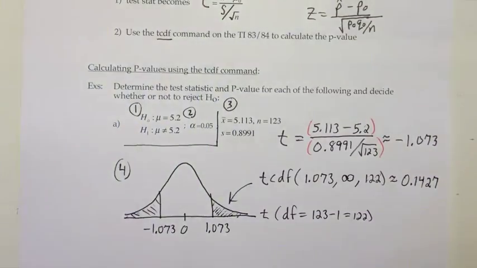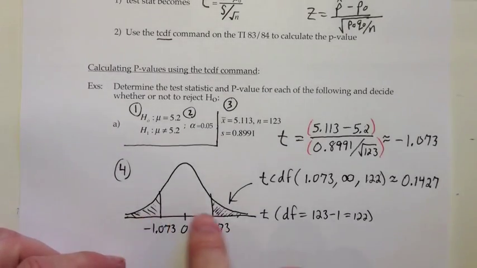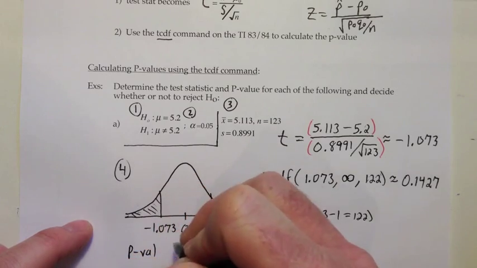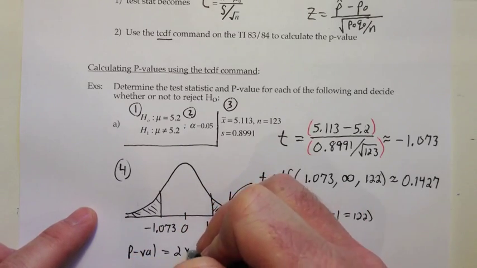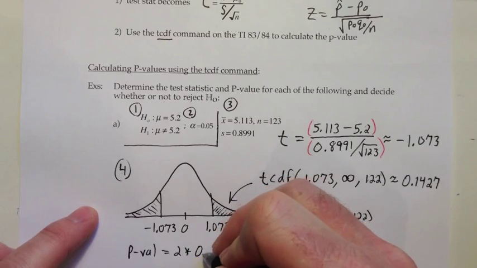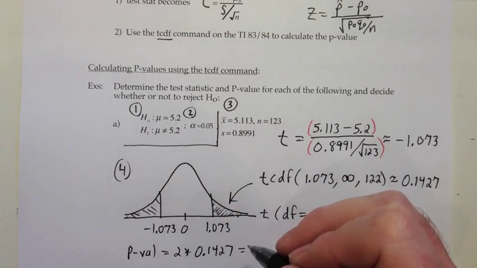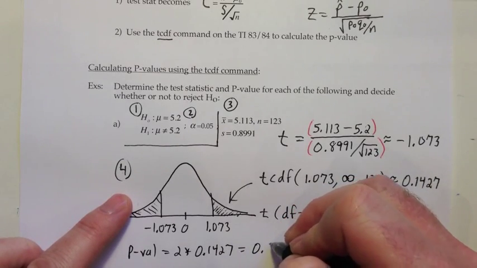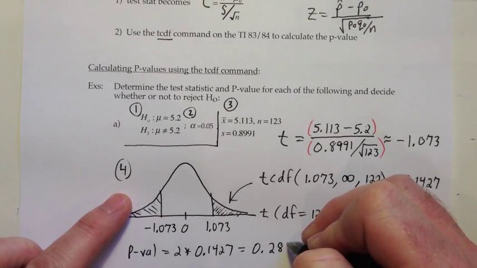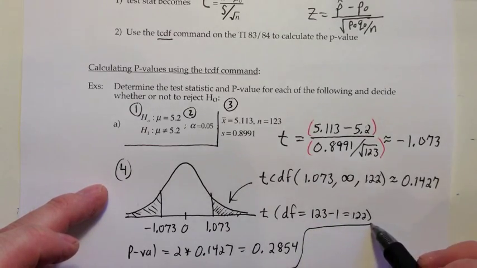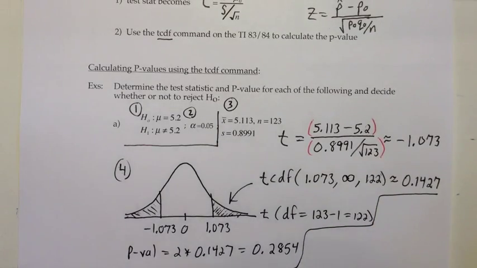So that's not actually my p-value. The p-value is the area of these two together. So the p-value for this test would be 2 times 0.1427. And when I double that, I get 0.2854. So that's my p-value, and at this point we're finished with the gather and weigh the evidence step, and it's time to make a decision.